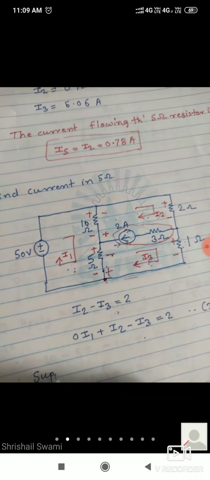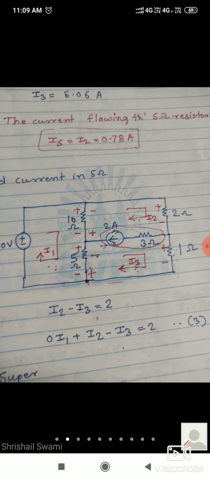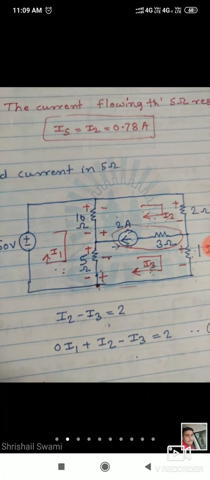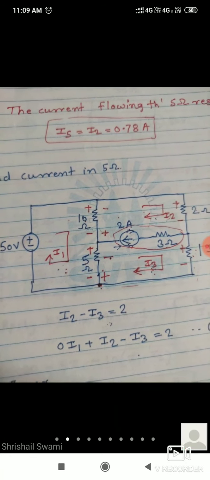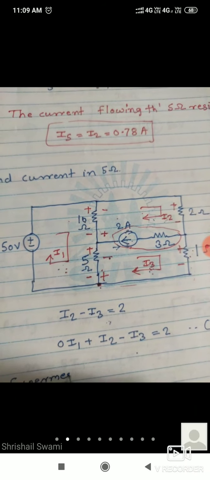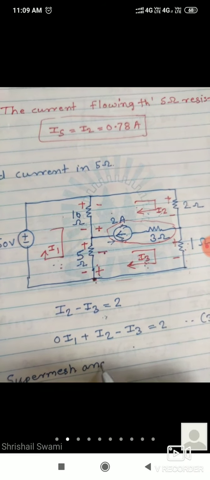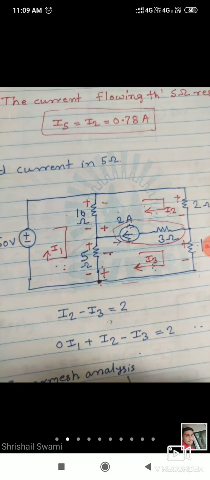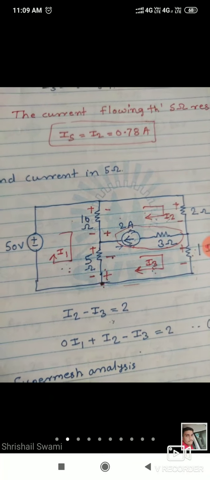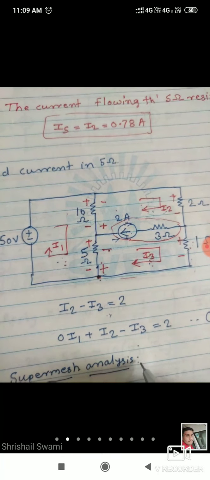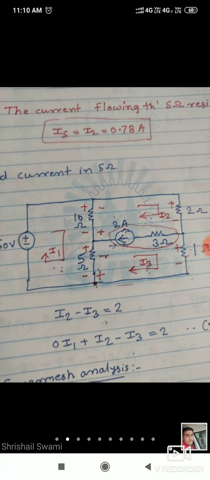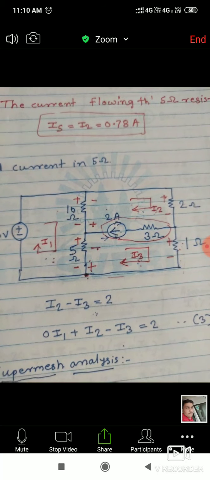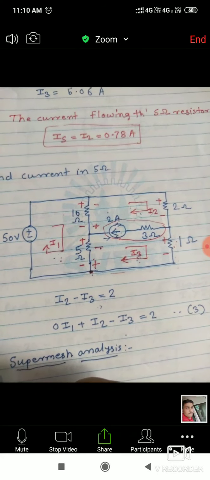So, super mesh analysis. Yes, 4.66. You got it? Okay, very good. Yes, very correct. All values are correct. So the answer is also correct, that is 4.66. Okay. Who solved this one? Okay. Thank you.